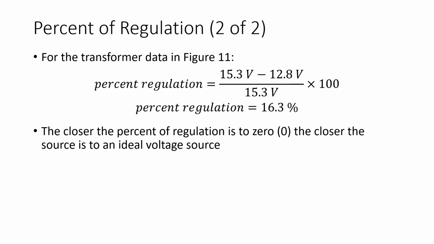Now, the closer the percent of regulation is to 0, the closer that source is to an ideal voltage source. And again, an ideal voltage source is one where the output voltage stays constant regardless of the amount of current it supplies or regardless of the value of load connected to it.